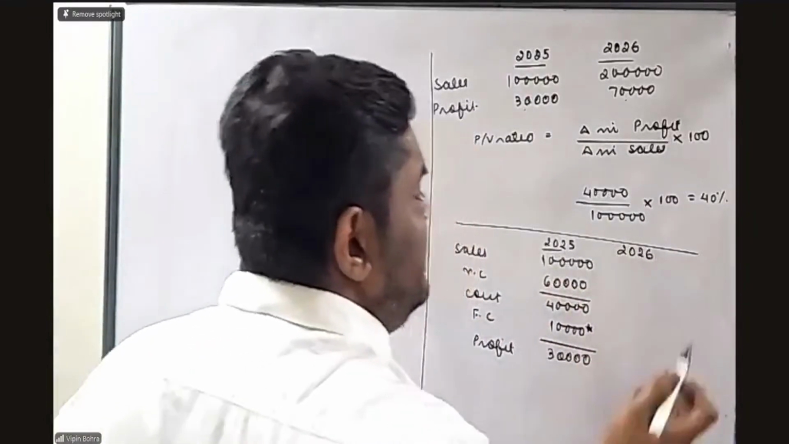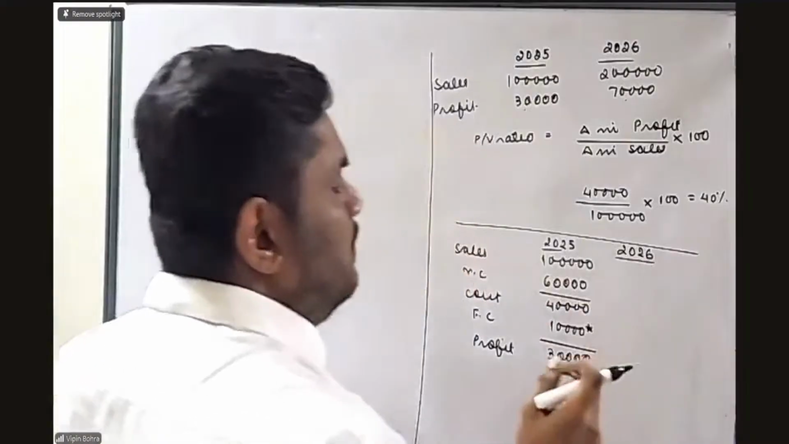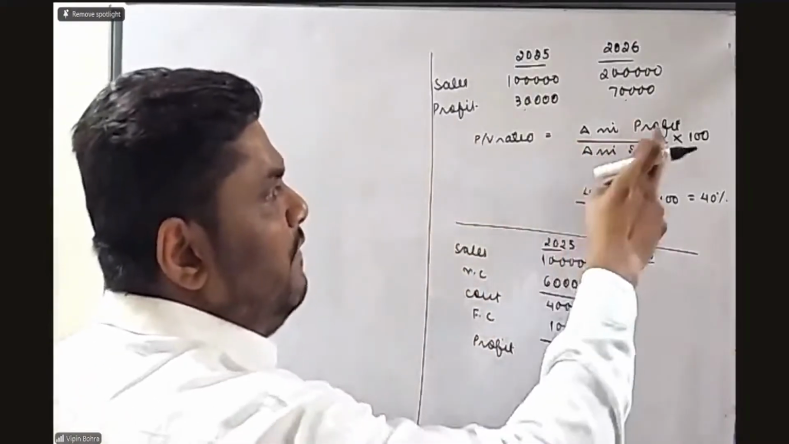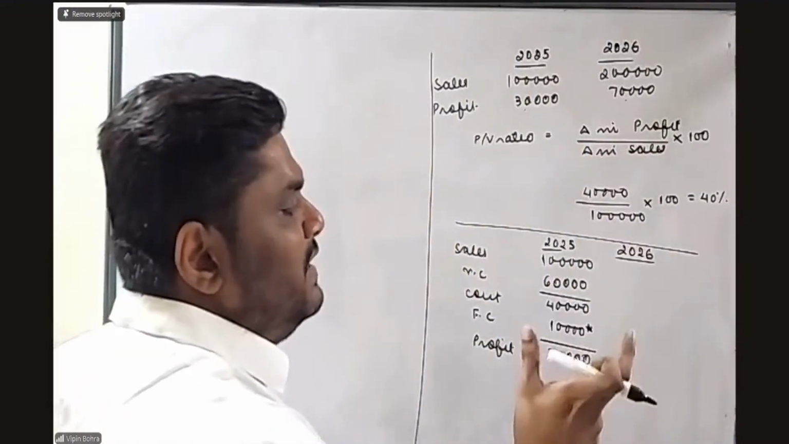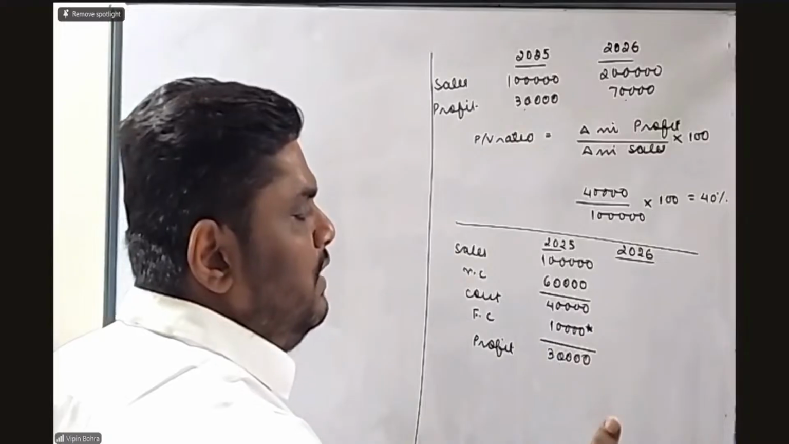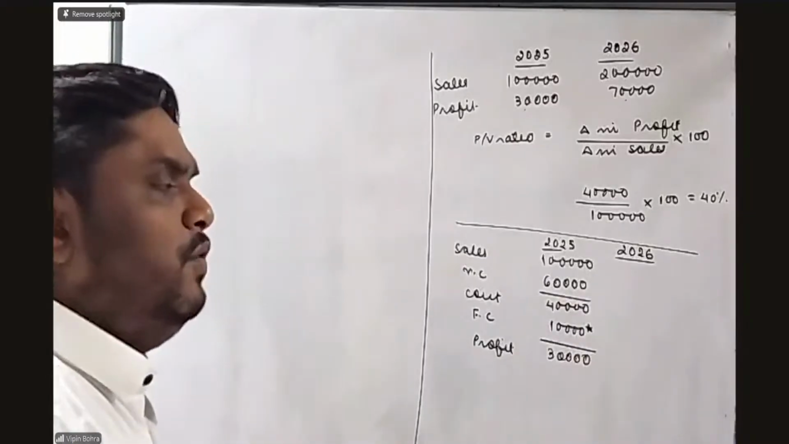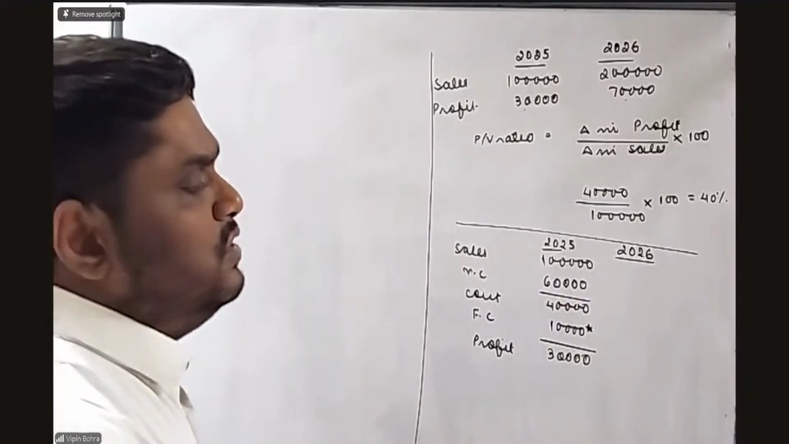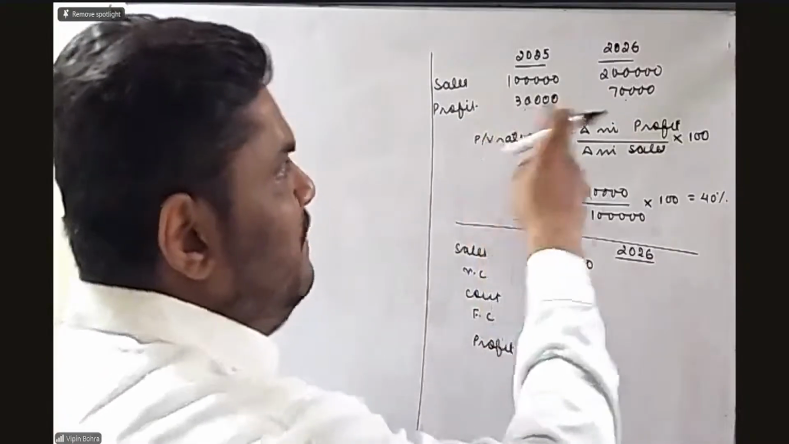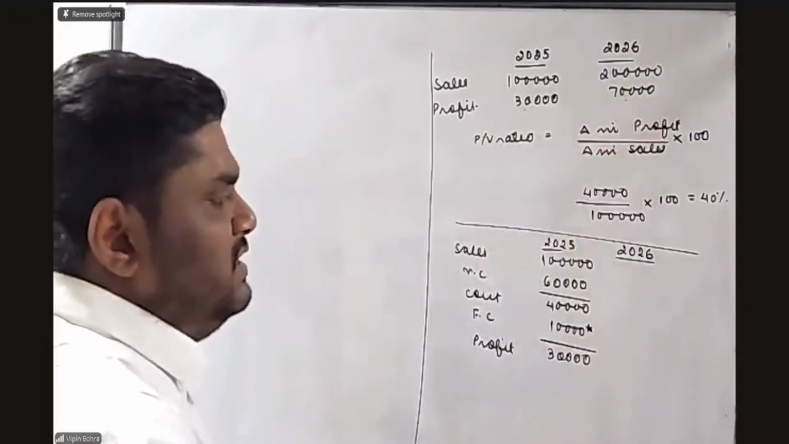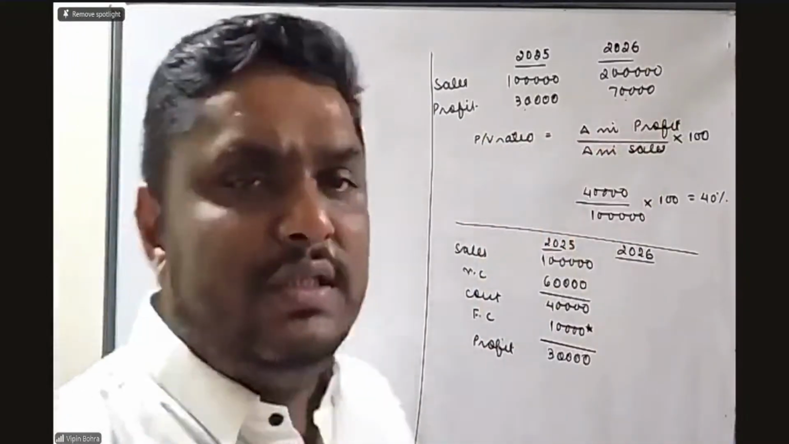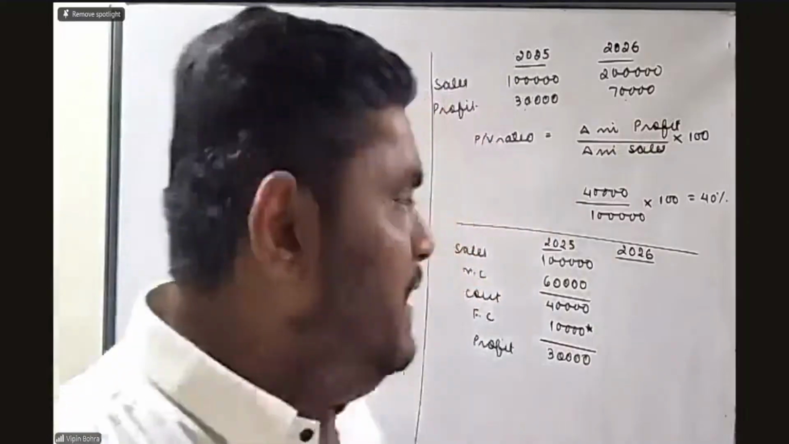The fixed cost will be the same for both the years because we have taken change in profit. So the profit changes because of the contribution, and variable cost changes in proportion of the sales. That's why we have taken this concept of change in profit. So the fixed costs remain constant at all levels of sales.